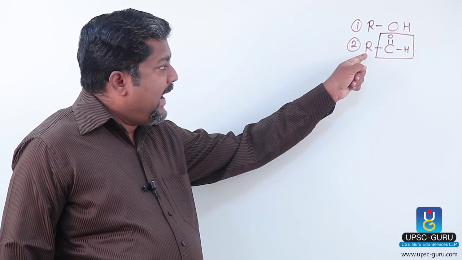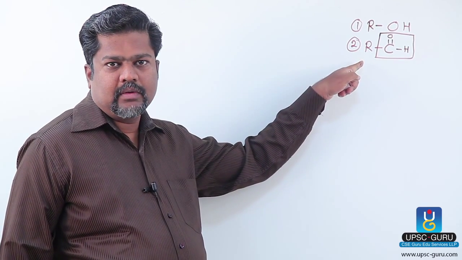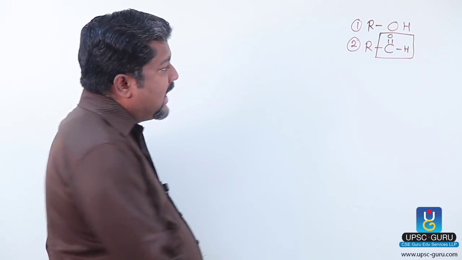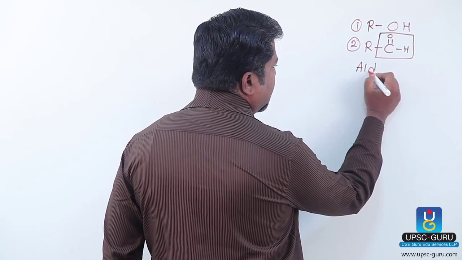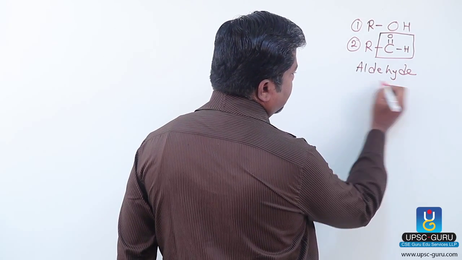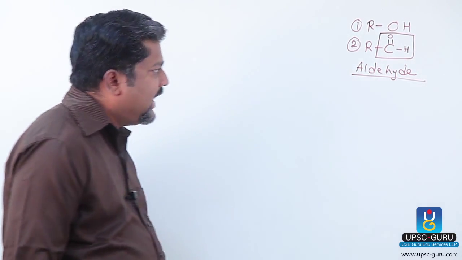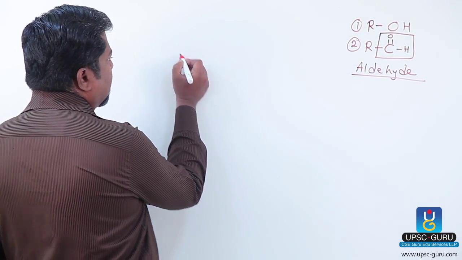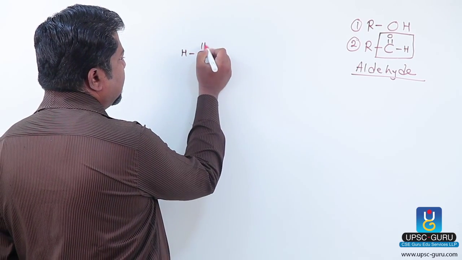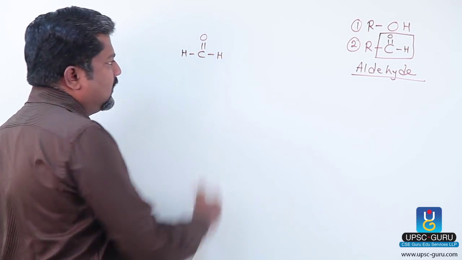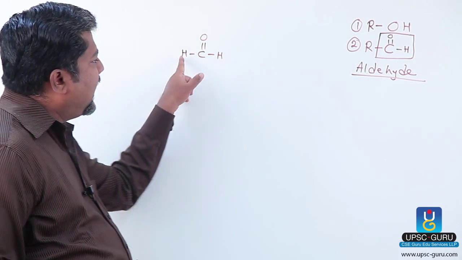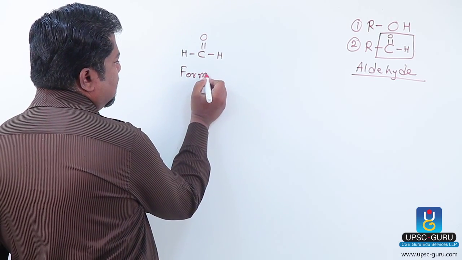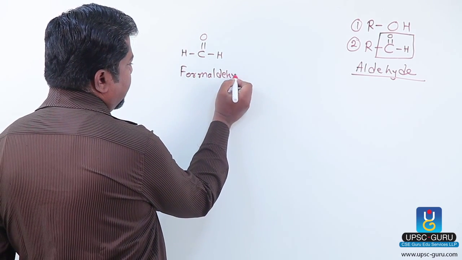You can place H instead of R also, or CH3, etc. Now this type of group we are calling aldehyde. So this is the aldehyde group, that is R, C double bond O, H. The first member of this is H, C double bond O, H. So here this R is replaced by H. Now it has the name formaldehyde.